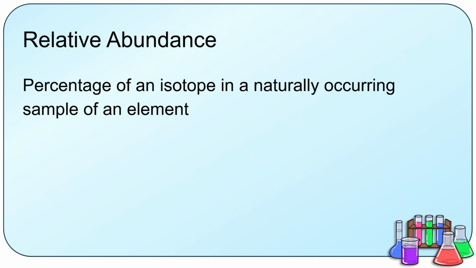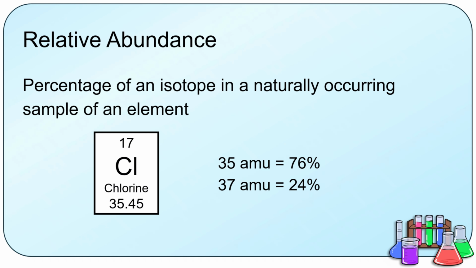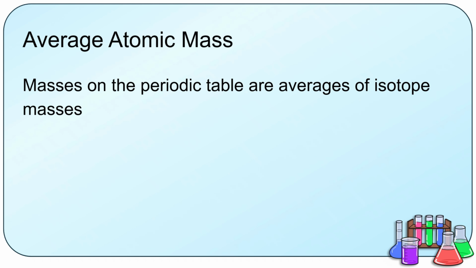Isotopes have something called relative abundance, which is the percentage of an isotope in a naturally occurring sample of an element. For example, chlorine has two isotopes, chlorine-35 and chlorine-37. Chlorine-35 has a relative abundance of 76%, and chlorine-37 has a relative abundance of 24%. In nature, there's more chlorine-35 than chlorine-37, which is why the mass of chlorine on the periodic table is closer to 35. All masses on the periodic table are averages of the element's isotopes, which is why they're all decimal numbers. Let's go into how to calculate this average atomic mass.